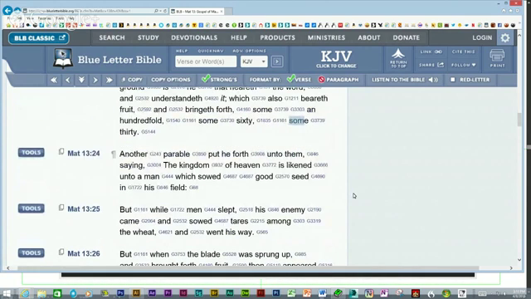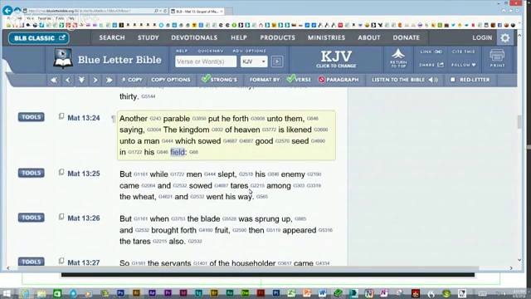Another parable he put forth unto them, saying, the kingdom of heaven, so the state of enlightenment, is likened unto a man which sowed good seed in his field. So this man is grown in the field, the plains of the world. The world is you, your soul, or the cosmos, that is the order of things. But while men slept, his enemy came and sowed tares among the wheat, and went his way.